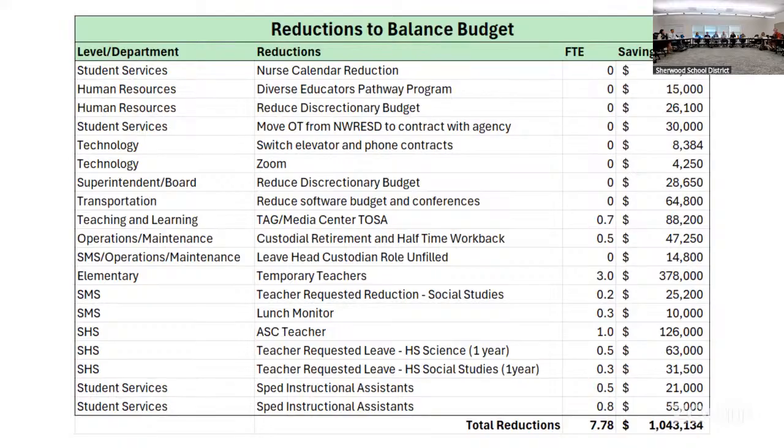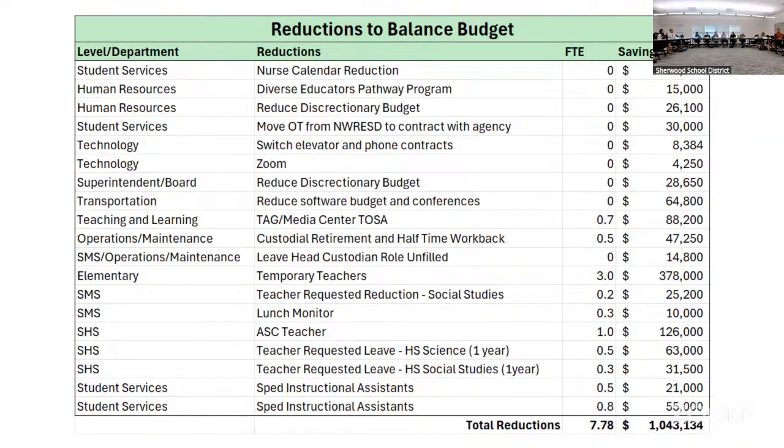Makes things pretty slick. We've got a custodial retirement. It's going to work back half time. This is perfect for us because when we don't have shortages of custodians, this person can be off doing his thing. And times a year when we do have shortages of custodians, he can come back and plug in. It'll work great for us.